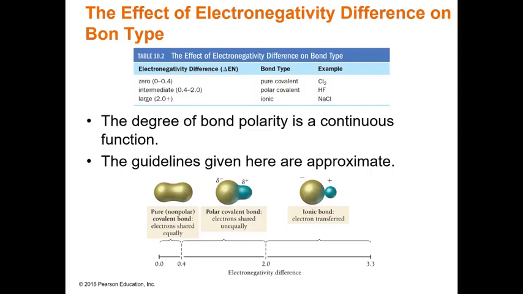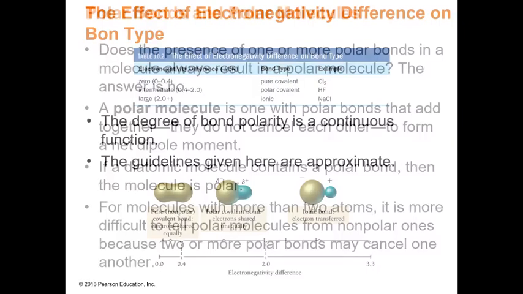Bond type isn't always black and white. It exists on a spectrum. This slide provides a rough guide. 0 to 0.4 means nonpolar covalent bond. 0.4 to 2.0 indicates polar covalent. Greater than 2.0 indicates ionic bond. These are approximate but helpful.